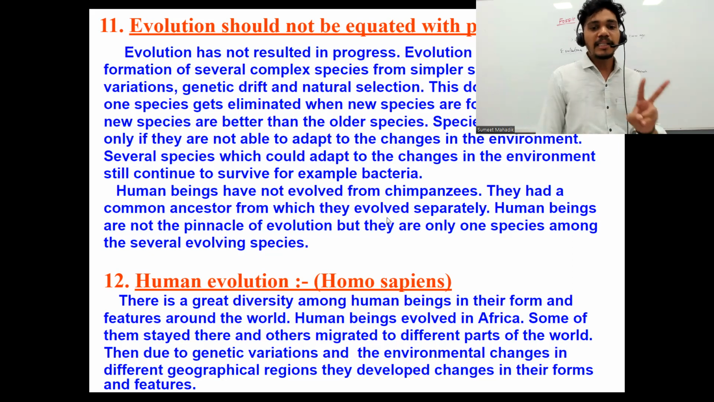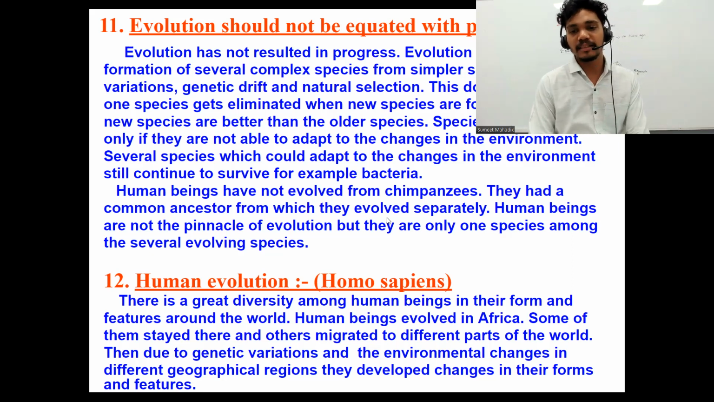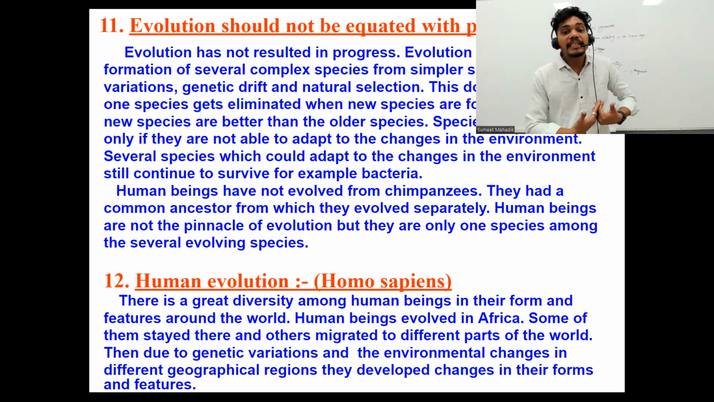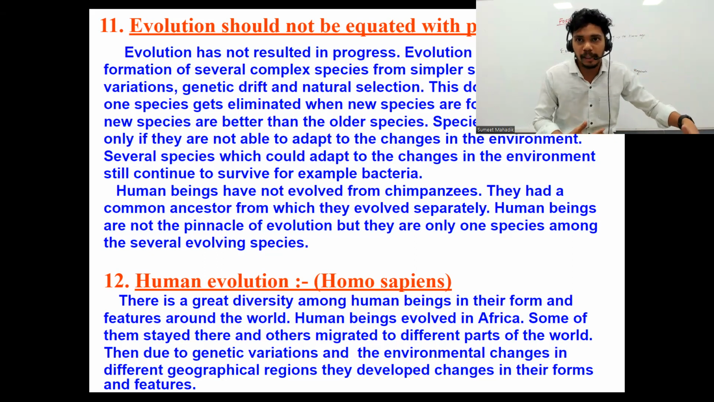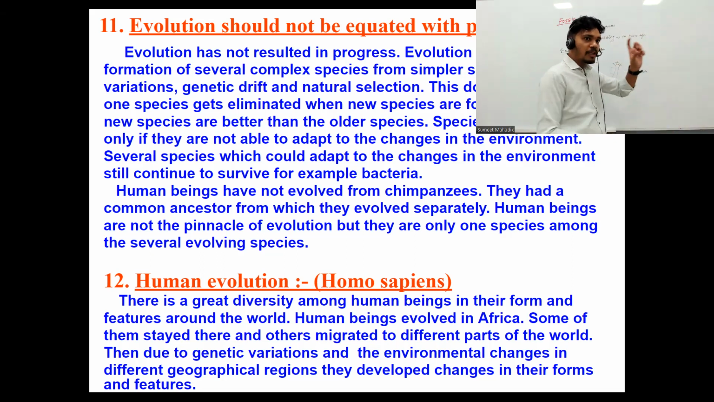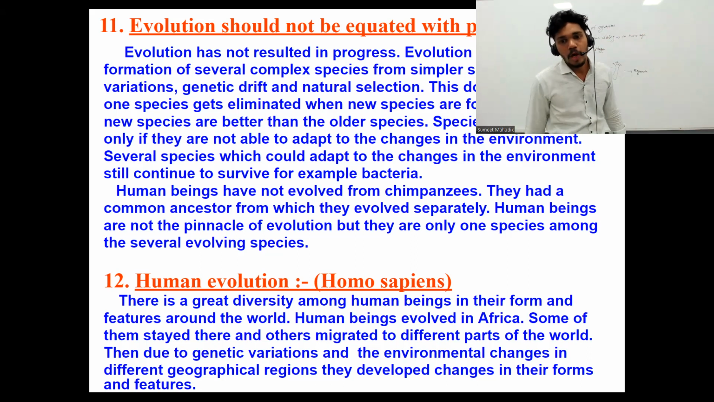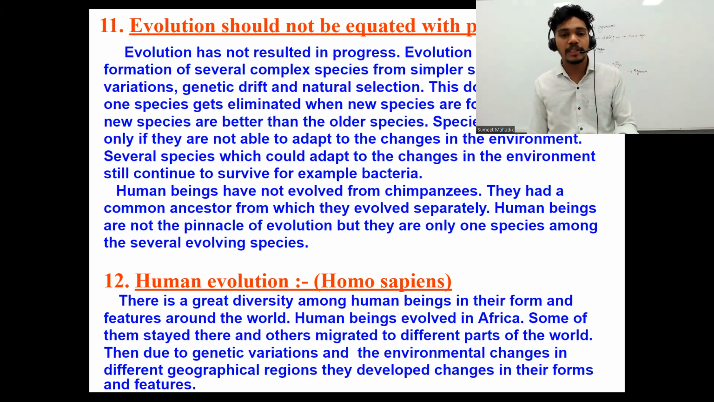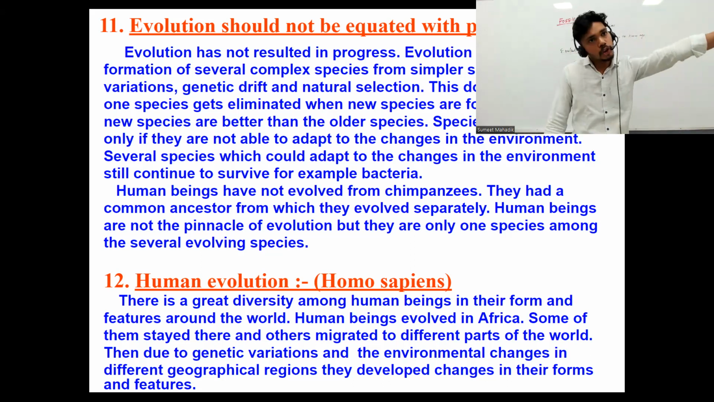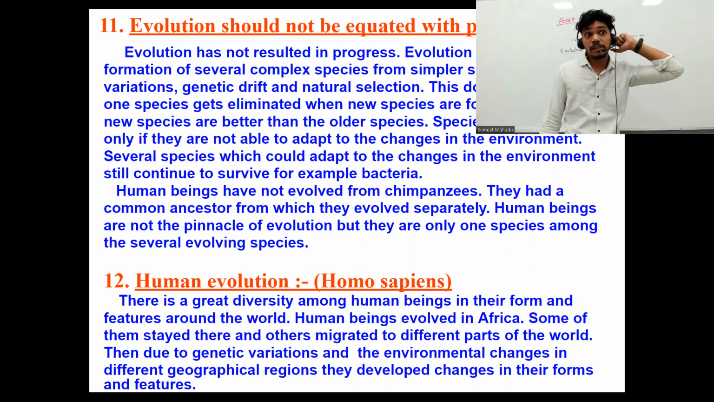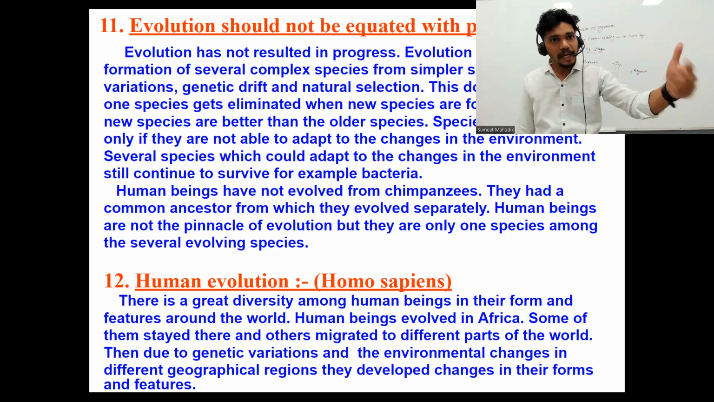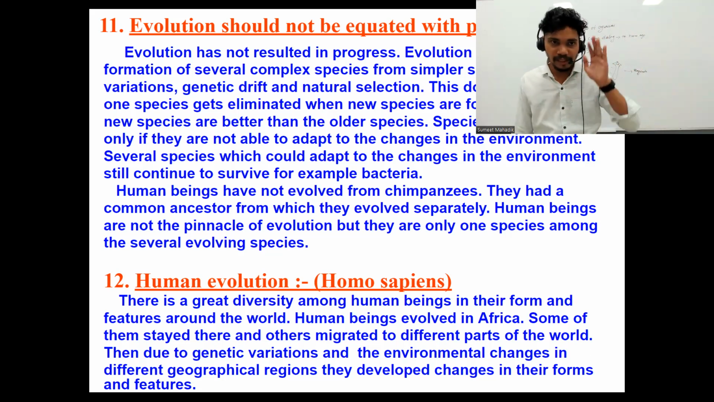Okay, human beings have not evolved from chimpanzees. Are we chimpanzees? No. They had a common ancestor from which they evolved separately. I told you, there are so many species from only one species. So human beings are not the end of evolution, but only one species among several evolved species. They are also evolving day by day. Even chimpanzees are very smart, and they are trying to improve on their own, but the rate is very slow.